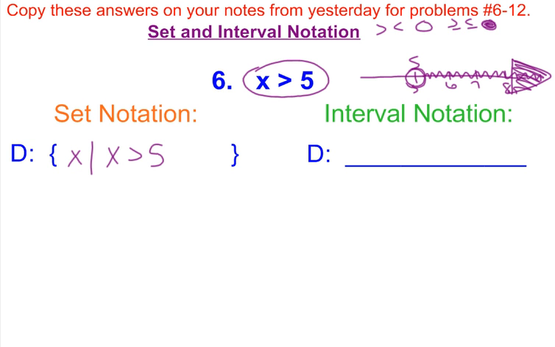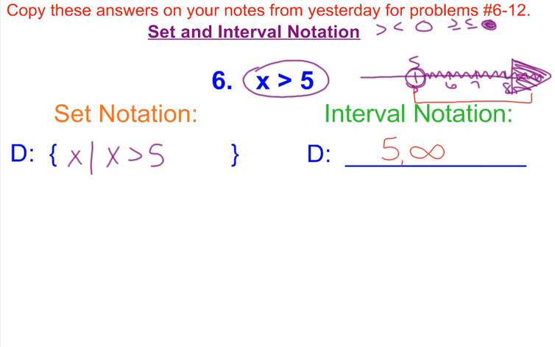So in interval notation, you say, where am I shading from? Where's the start to finish? So I started shading at 5, and I stopped at infinity. So I'm going to go 5 to positive infinity.